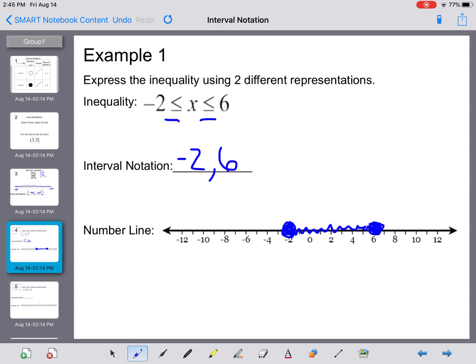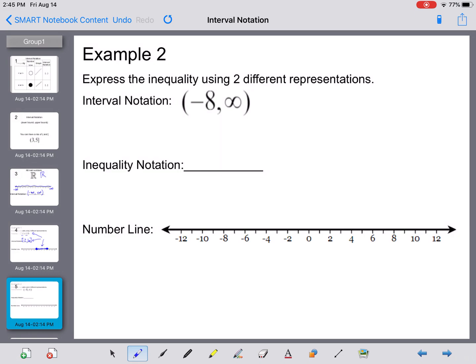Now you need to take each piece by itself. So at negative 2, we have this closed circle. So that's going to be a closed bracket on our interval notation. Or you can refer back to the inequality of having the less than or equal to sign. Same thing with this 6, we have a closed circle. So we're going to have a closed bracket on the right side. And so ultimately our goal is to get to interval notation, but all three of these things represent the same concept, the same idea. Okay?